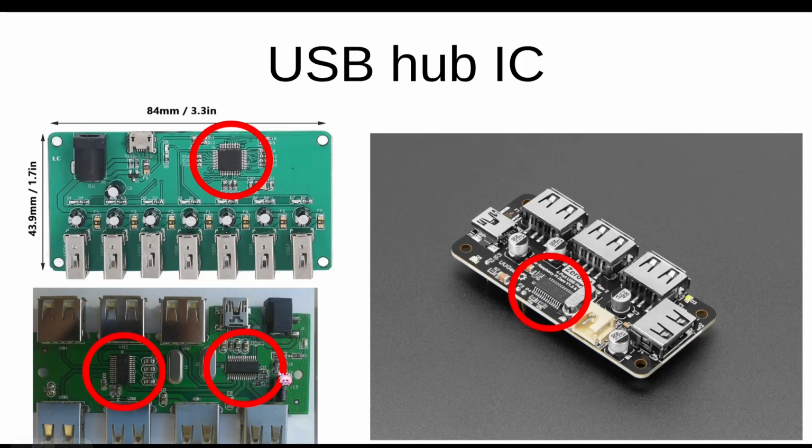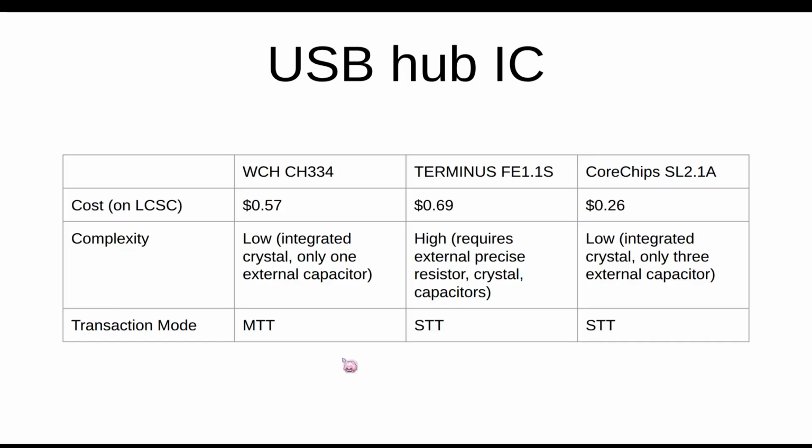As you can see in those pictures, we have USB hubs over here, and these are the chips that they use. In our USB hub, we will be using a chip too. From my experience with using USB hub ICs and making a few hubs out of them, I like the CH334 a lot. This chip is made by WCH. It costs 57 cents and the complexity is very low. It has an integrated crystal and it only needs one external capacitor.